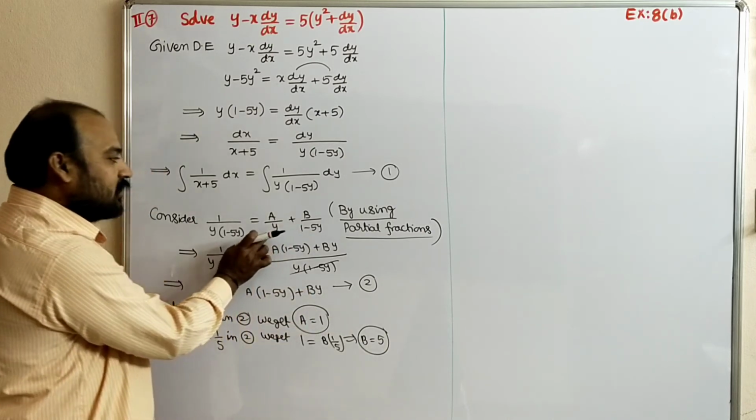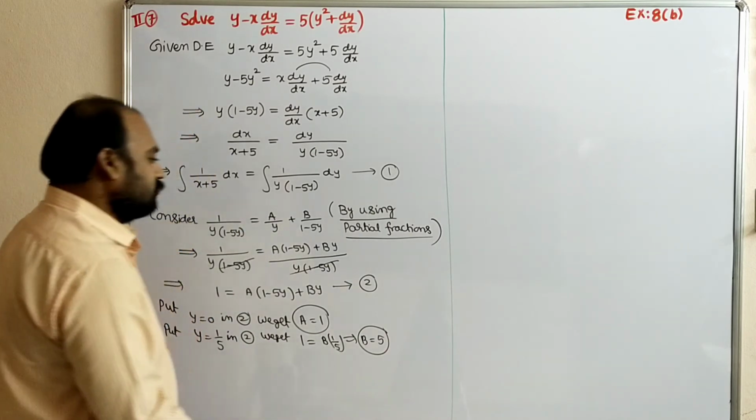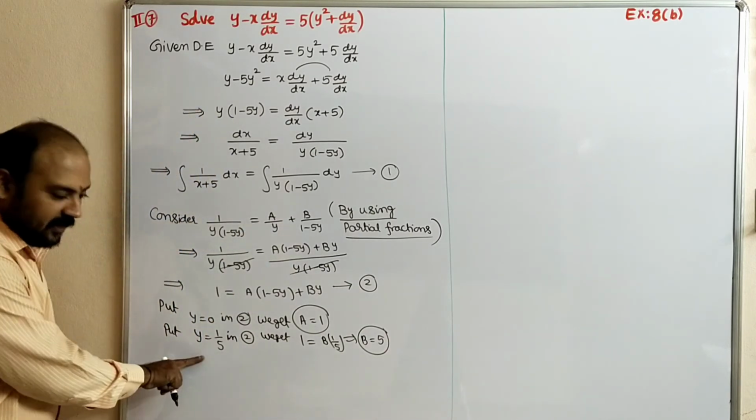The a comma b values we substitute again here. Now, are you able to see it till here? One minute.